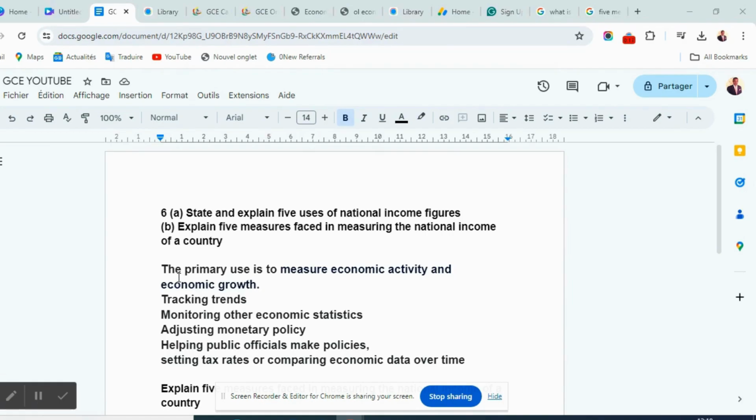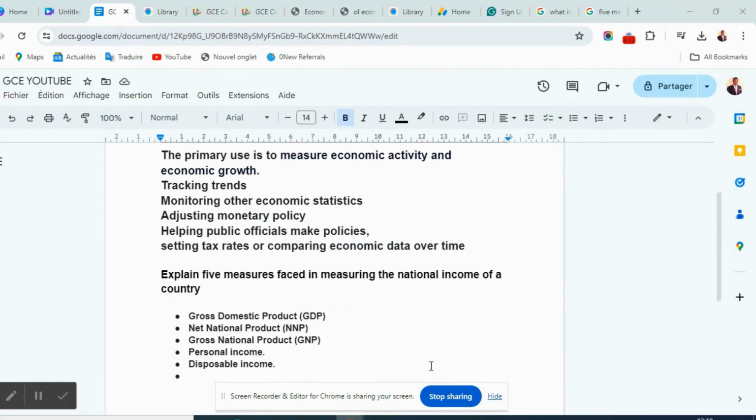Number one, the primary use is to measure economic activity and economic growth. Tracking trends, monitoring other economic statistics, adjusting monetary policy, helping public officials make policies, setting tax rates, or comparing economic data over time.